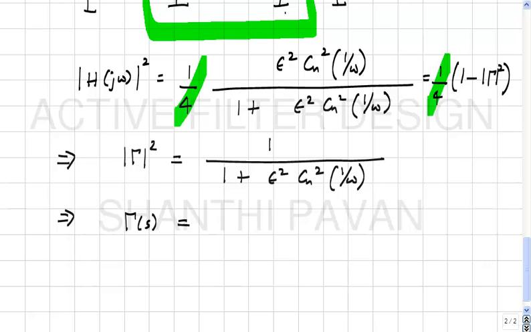Please note that you have to now factorize that, find the roots of that polynomial. There will be 2n roots. You collect the roots in the left half S plane, multiply out the factors, and so on. So, what is that?